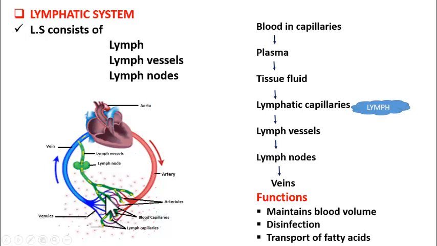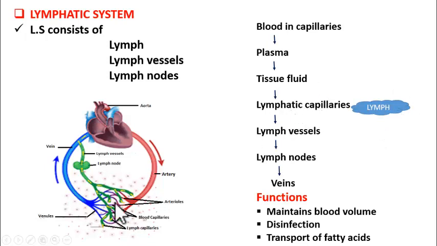This fluid enters into alternating tubular channels which are present parallel to the blood capillaries. They are called lymph capillaries. So 10% fluid enters into lymph capillaries. Got it? So parallel to the blood capillaries there are tubular channels called lymph capillaries. So that 10% fluid enters into lymph capillaries. Once the tissue fluid enters into lymph capillaries, it is called lymph. Got it? So it is the same tissue fluid which is called lymph when it enters into lymphatic capillaries.